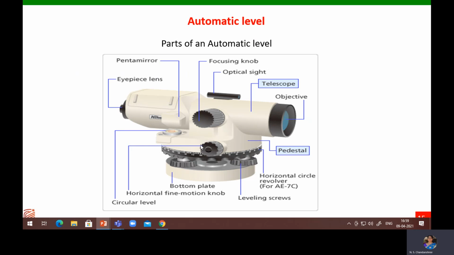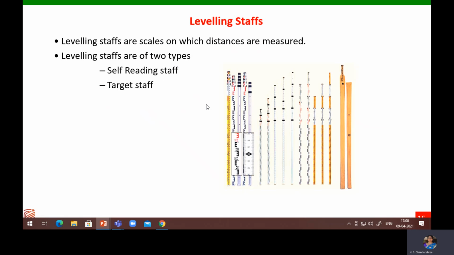After that, there is a circular level here. Then we have the horizontal fine movement knob, and this is the focusing knob for the telescope. If the objects are not clear, if the leveling staff is not clearly visible, then we have to turn this focusing knob and set the telescope. Next we have the optical sight here. Then we have the eyepiece on this side, and the object lens on this side. And there is a screw at the bottom which helps us in fixing this entire instrument to the stand.